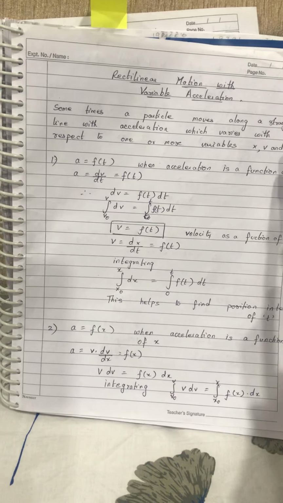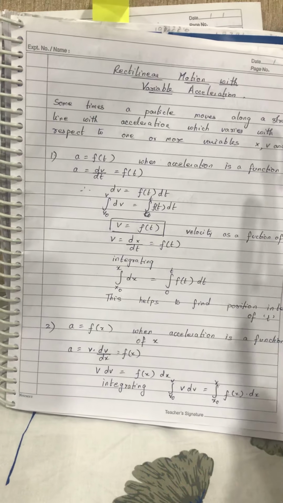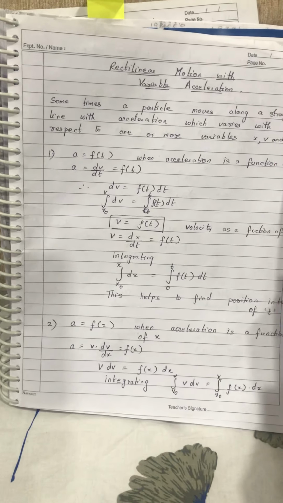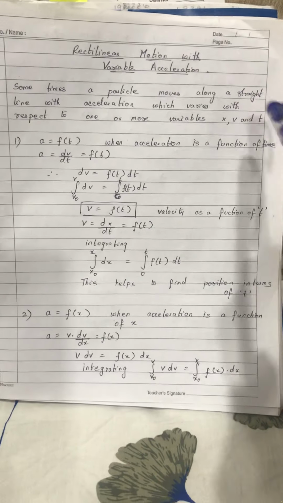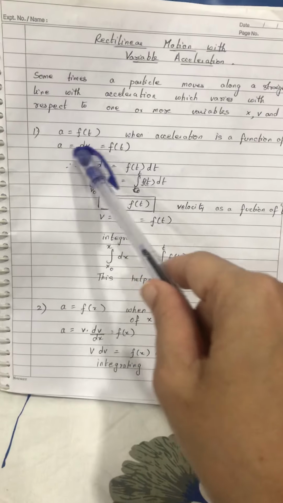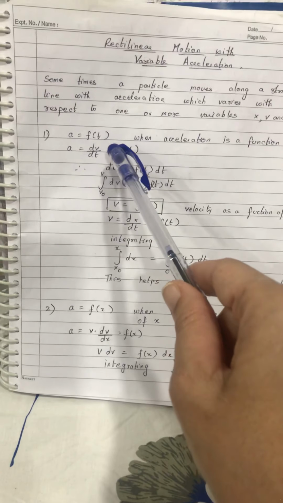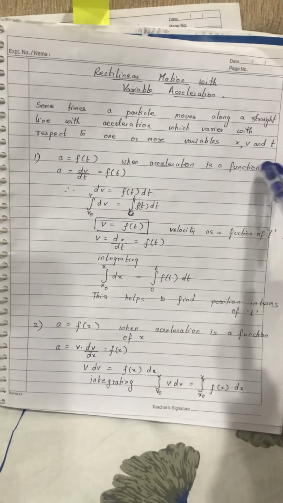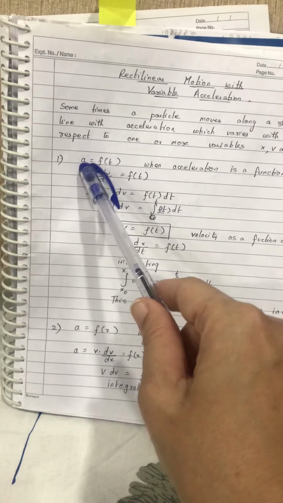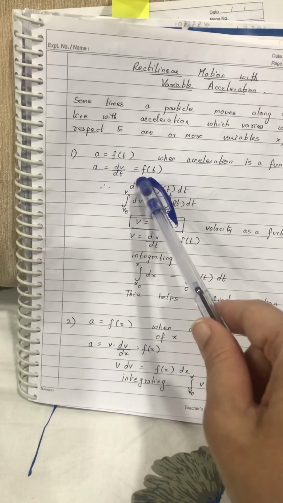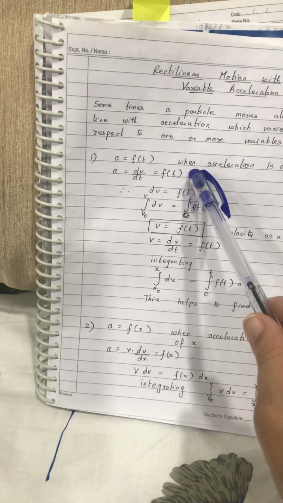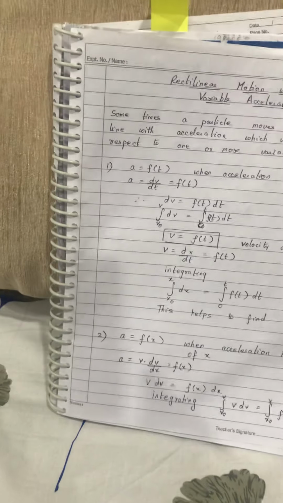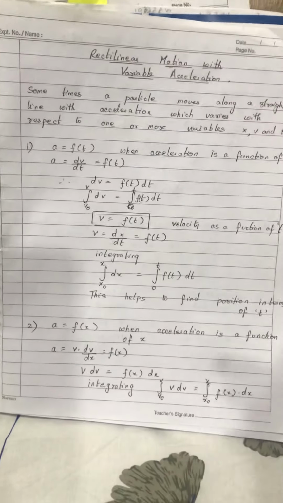or t. So we'll consider the cases of acceleration varying with respect to x, with respect to v, or with respect to t. The first case, whenever the acceleration of a particle is given to you in terms of t, as a function of t. So when acceleration is a function of time, you know that a is dv by dt, which I can write as f of t. So dv becomes equal to f(t) dt.